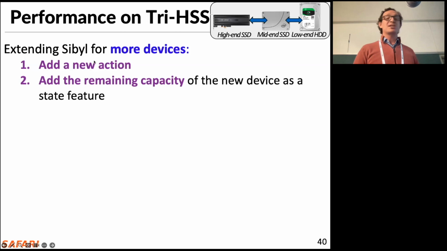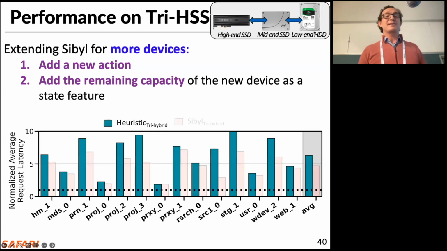You need to add a new action, basically, which is, as opposed to saying fast device versus slow device, now you have another option, right? And then we also add the remaining capacity of the new device as a state feature. So now we have high-end SSD, middle-end SSD, and a low-end HDD hard disk in this case.